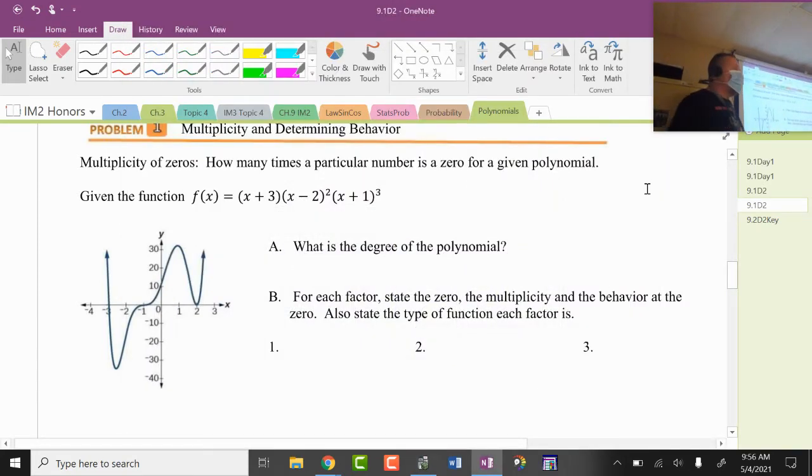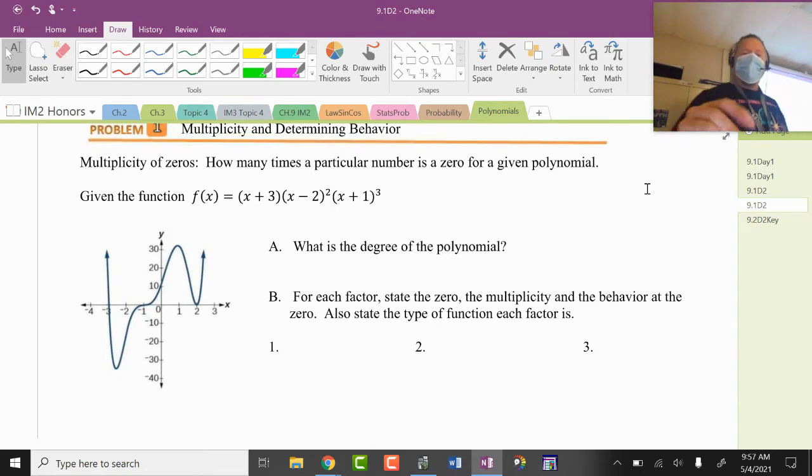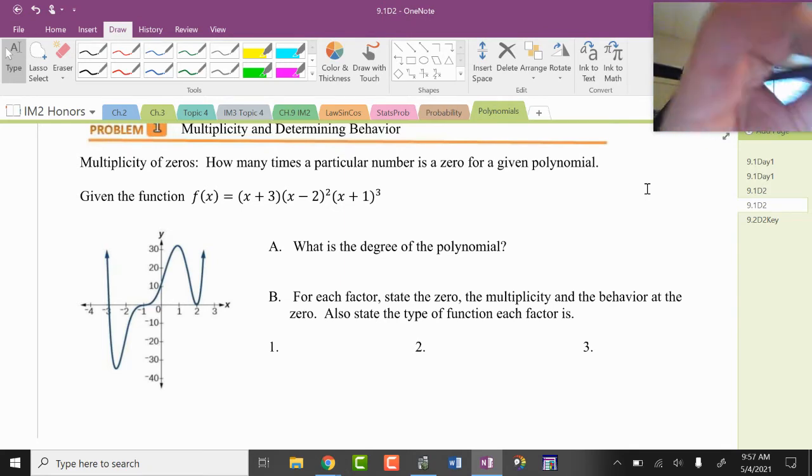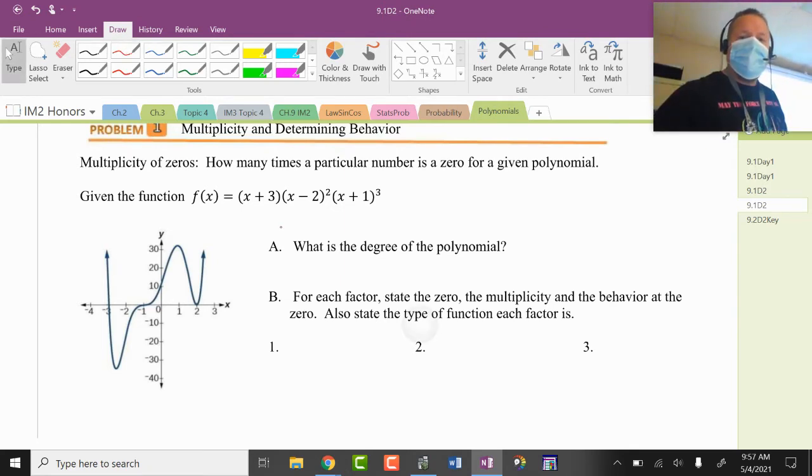Now, here's a kicker. This is what you really have to understand. So put your calculator down for a second and watch me up here. What you have to understand is the first question is, what is the degree of this polynomial? And what you have to understand is they're asking, what if you actually multiplied this out?